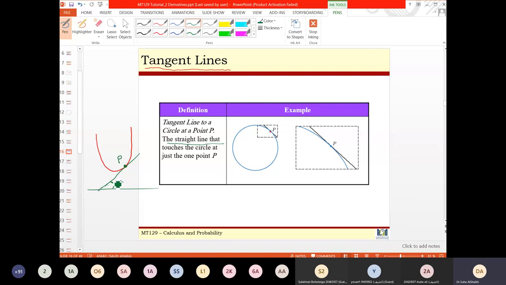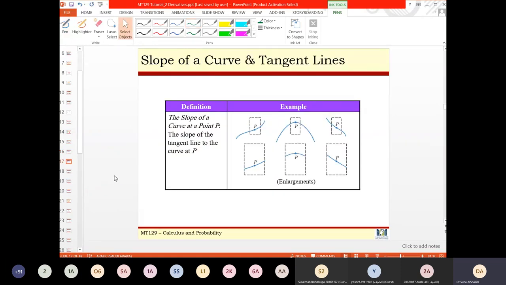So this is the importance of the tangent line. This is what we will see later. So the slope of a curve at a point is the same as the slope of the tangent line at this point. Okay? It could happen sometimes that it just passes through the curve.